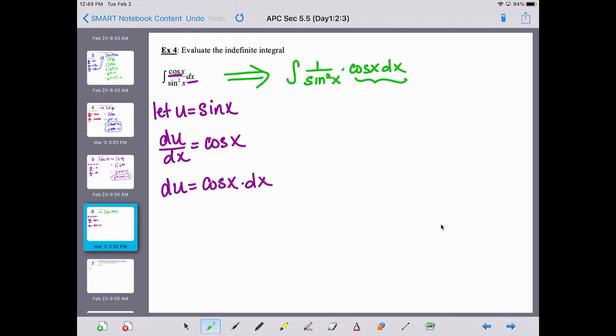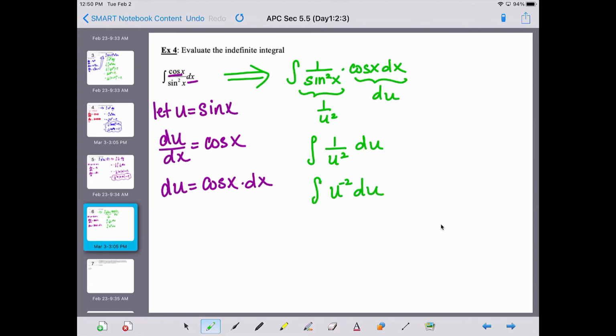So this part right here, this is my du. And this 1 over sine squared, well, u is sine x, so this is just going to be 1 over u squared. So when I rewrite this, it's going to be the integral of 1 over u squared du. And 1 over u squared, if I bring it upstairs, I'm not doing any integrating yet, I'm just rewriting it as a polynomial. It's going to be u to the negative 2 du.